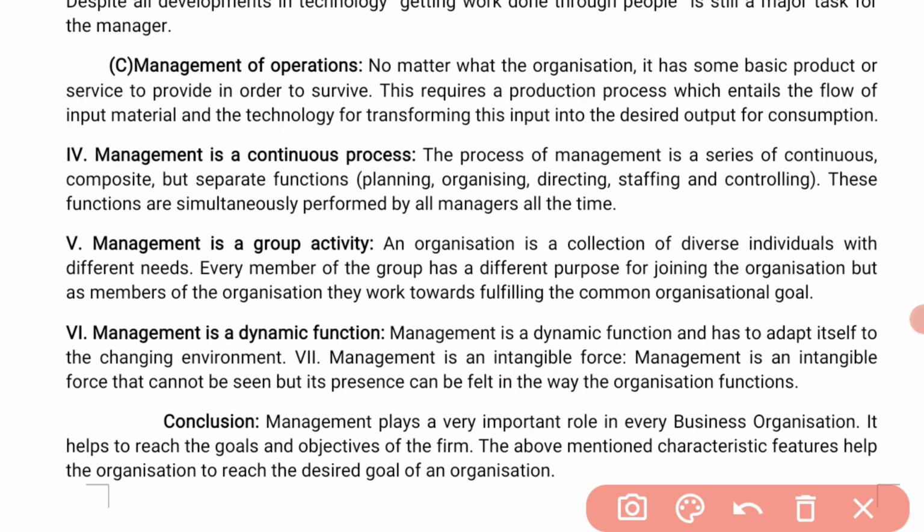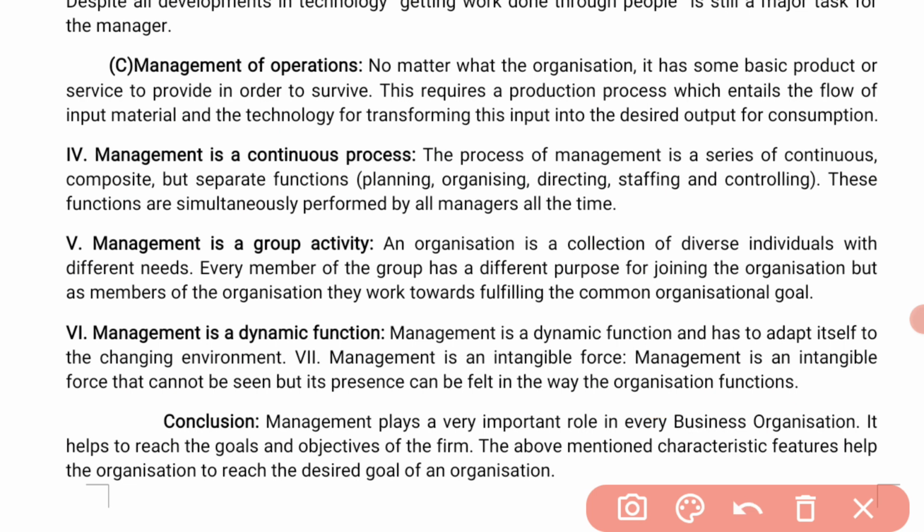So management is one type of intangible. Why? Because the service cannot be seen, but its presence can be felt in the way the organization functions. So these are the 7 important characteristics of management.